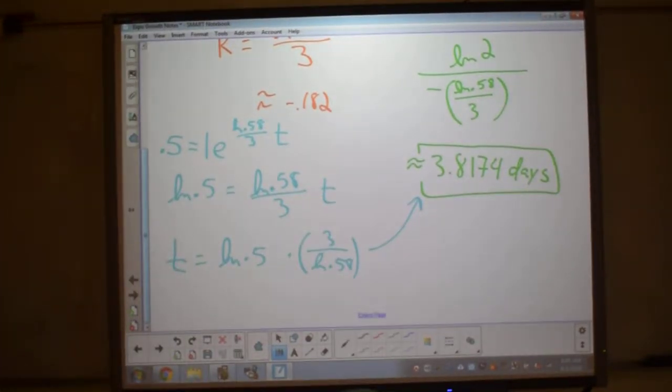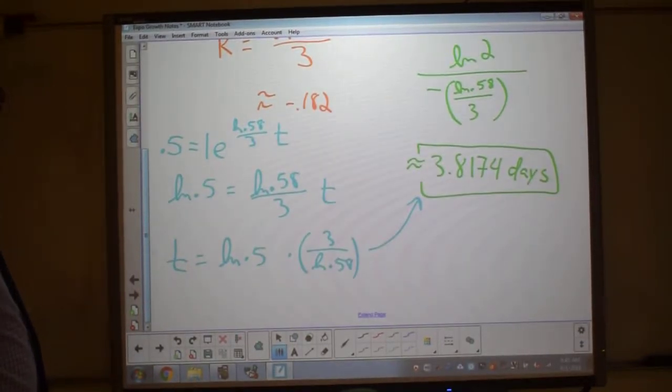So even if you do not remember the formula for half-life, you can still use some common sense and figure it out.